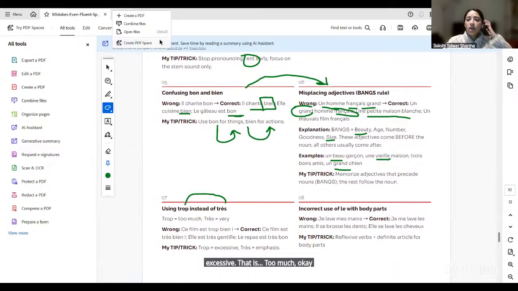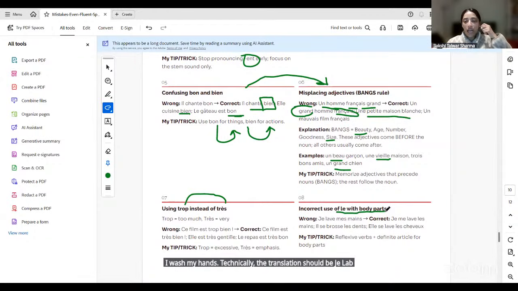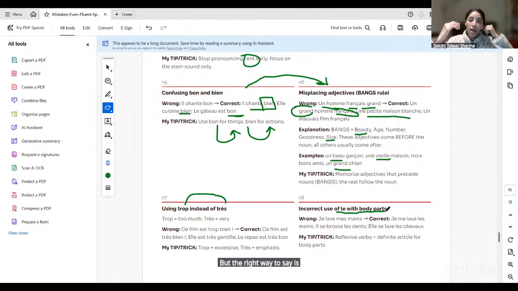On the other hand, the usage of le with body parts. I wash my hands. Technically, the translation should be je lave mes mains. But the right way to say it is je me lave les mains.